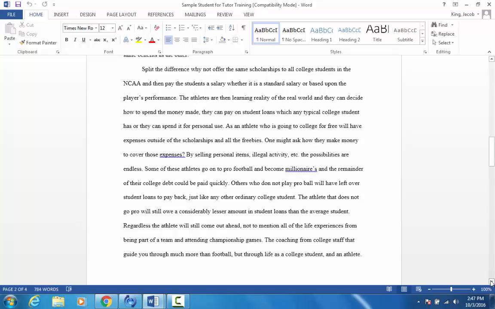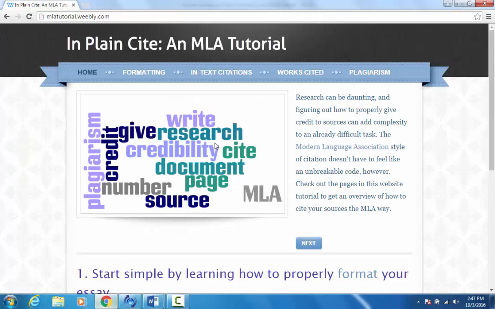Of course, other issues in this paper that you might make note of would be the citation issues, both in text and throughout the essay, or on the works cited page. Obviously, we point students to the Purdue OWL website all the time for MLA resources. I also made a website, which I believe the Academic Success Center is aware of, but just so you know, it's mlatutorial.weebly.com, where I actually have a video.